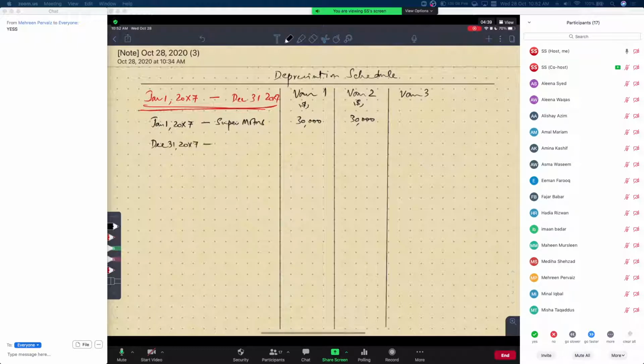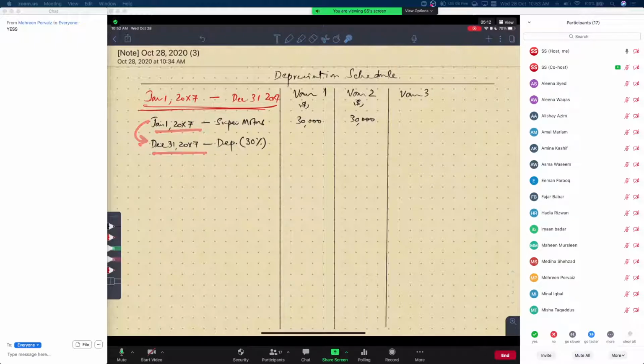And what do we do at the end of each year? We charge depreciation on our asset. Our depreciation policy is 30% of the net book value, because it is the reducing balance method. We will see that if an asset is used for less than 1 year's period of time, then we are going to calculate the proportionate depreciation. But in this case, as you can see, the two assets that we had, van 1 and van 2, were bought on 1st of January 20x7, and these were used for the entire year.